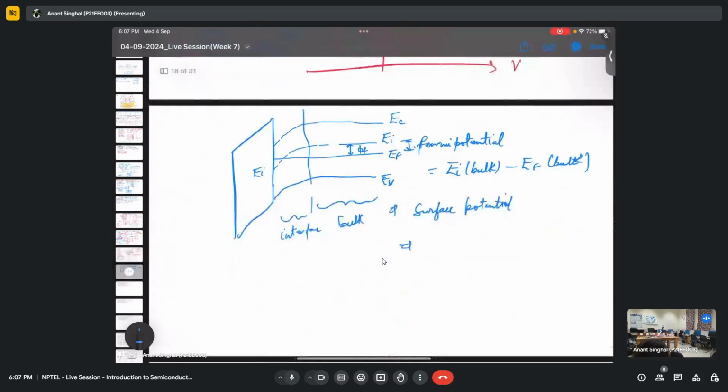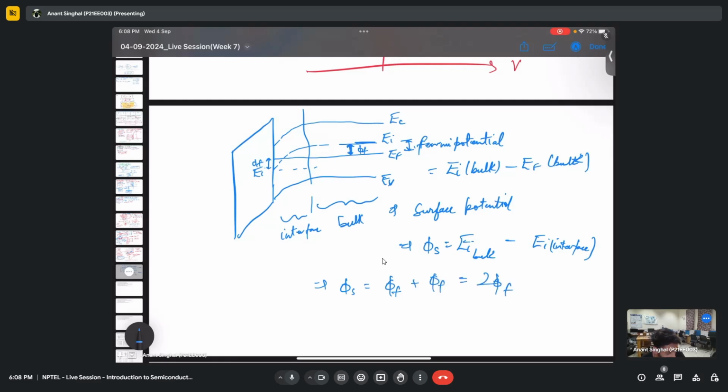And the surface potential is nothing but EI at bulk minus EI at interface. So you can see here, this is EI at bulk, which is this EF, and let's say this is also equal, the band bending is equal on both sides. So can we say that phi s is equal to phi f plus phi f, which is 2 phi f? Can we say this from this diagram? Any doubts in this, what I have just written?